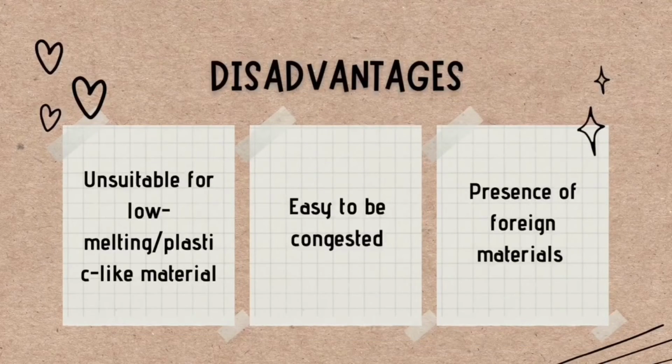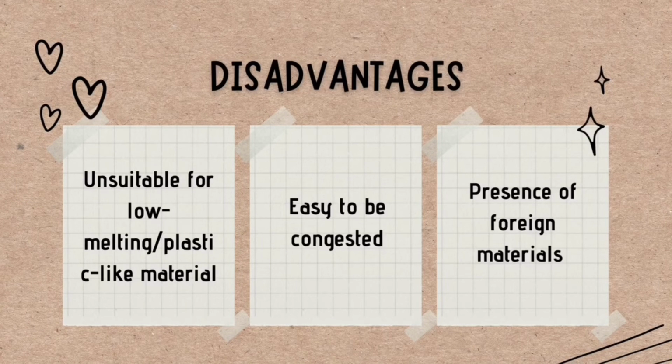Next, I would like to present the disadvantages of hammer mills. Firstly, the hammer mill is not suitable for low melting or plastic-like materials such as polyethylene and polystyrene. This is because these types of materials may not stand the mill's heat, which may lead to heat generation that can be the reason for energy loss.